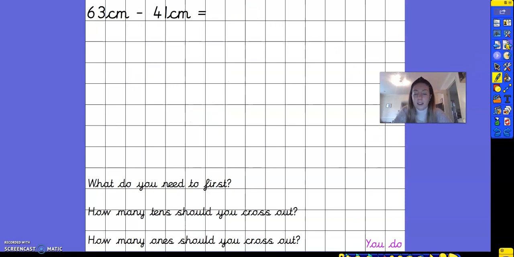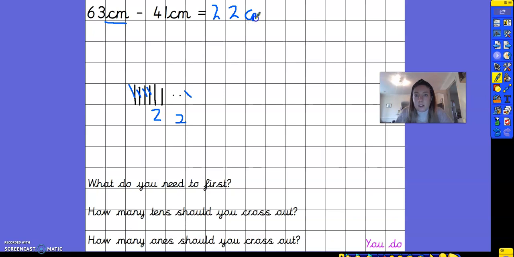Let's have a go at the next one. So what I'd like you to do for this one is you're going to pause the video and have a go at doing it on a piece of paper, and then we'll come back and check your answer. So we've got 63 centimetres, subtract 41 centimetres. So this time we're thinking about measuring the length of something. So pause the video and see what answer you get.